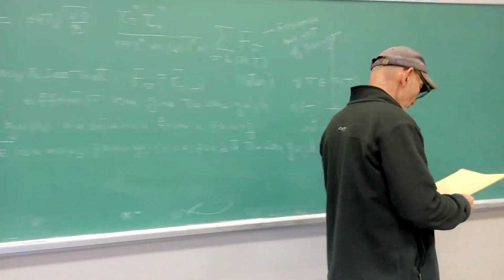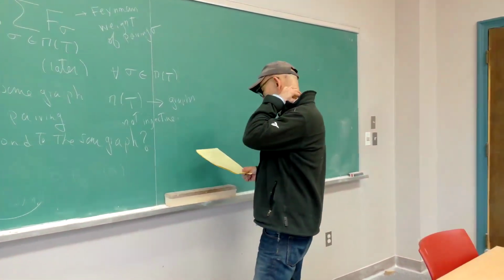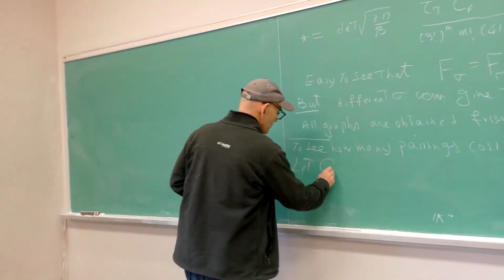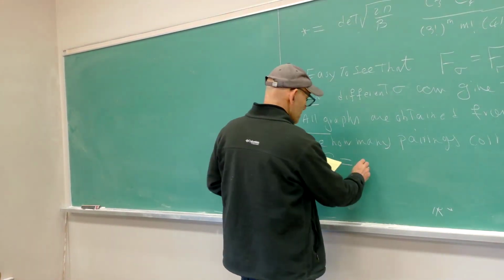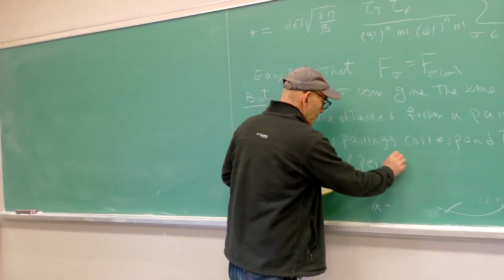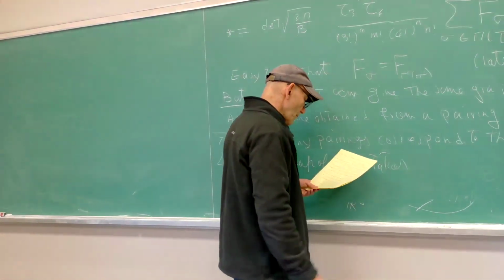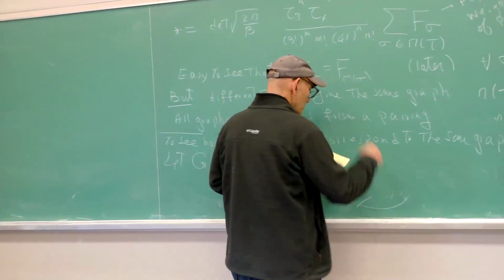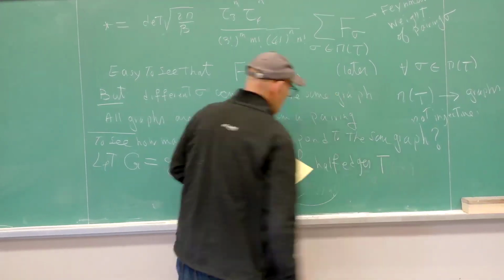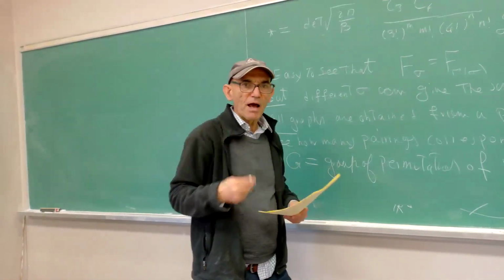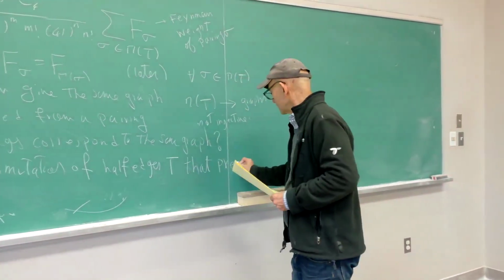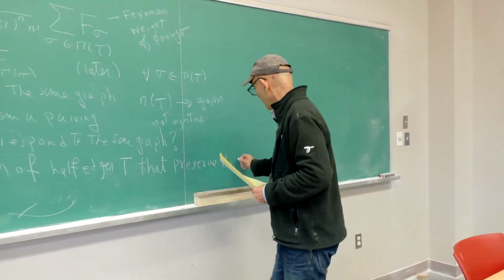Now for this, let us define a group. Let G be the group of permutations of the set of half edges T that preserve the flower structure.